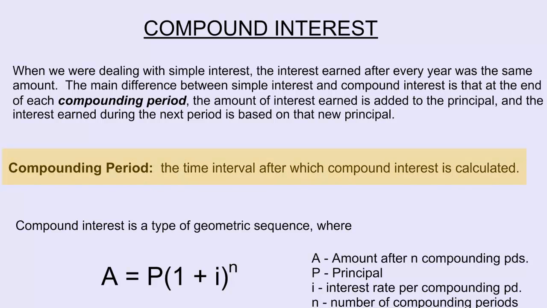A compounding period just happens to be the time interval after which compound interest is calculated. You'll commonly see compounding periods that are every year, sometimes every month, sometimes every week.